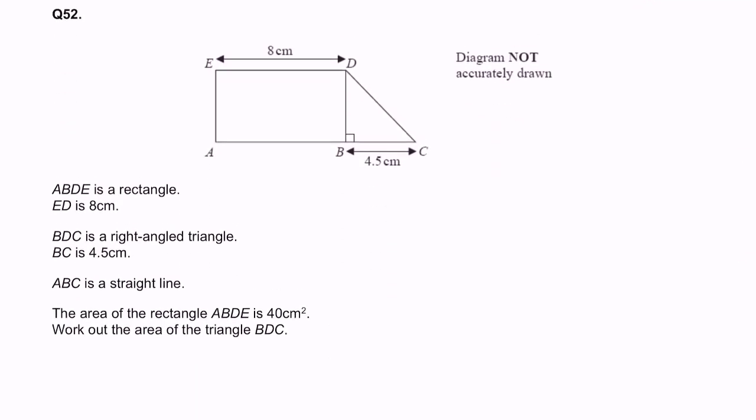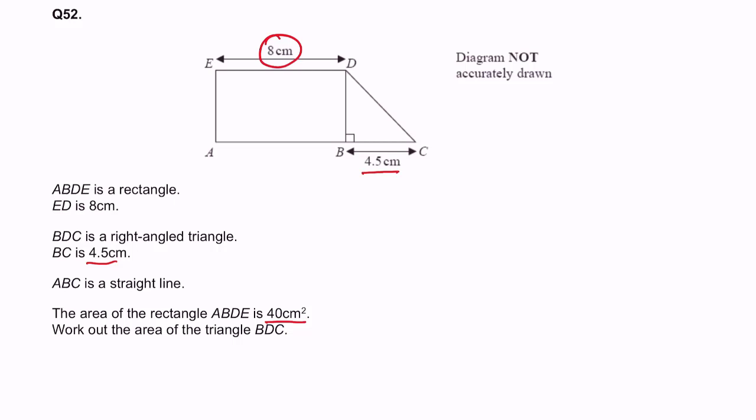Question 52. ABD is a rectangle. ED is 8 centimeters. And BDC is a right angle triangle. BC is 4.5 centimeters. ABC is a straight line. The area of the rectangle ABD is 40 centimeters squared. Work out the area of the triangle BDC.